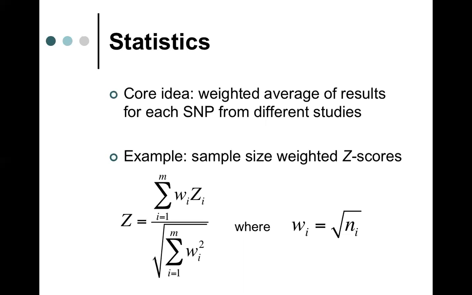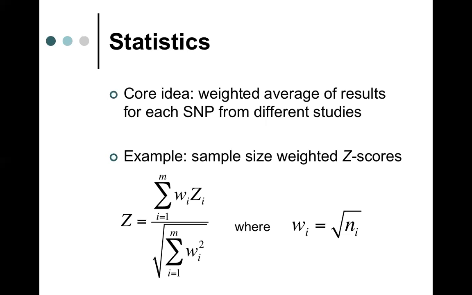And so the simplest case is the one shown here, where those weights are proportional to the square root of sample size. So again, that idea that the higher sample size study might deserve more weight, if we assume all else equal about the studies, that there should be more information there.